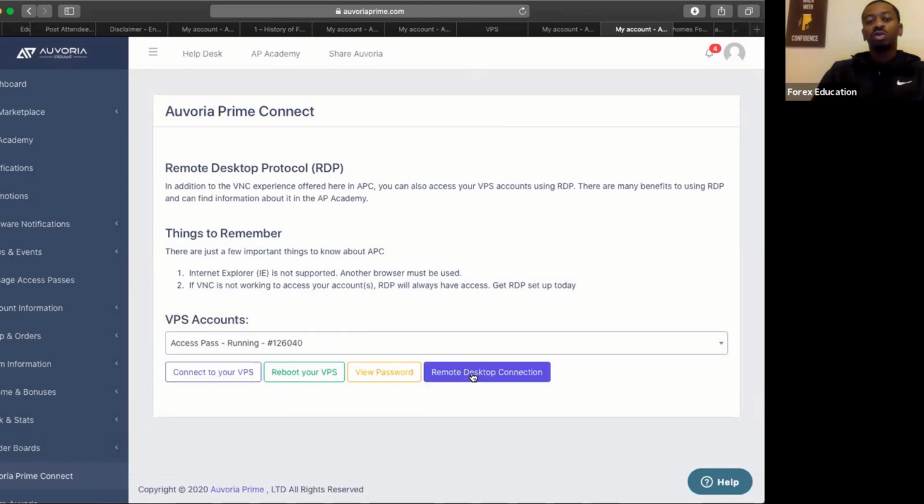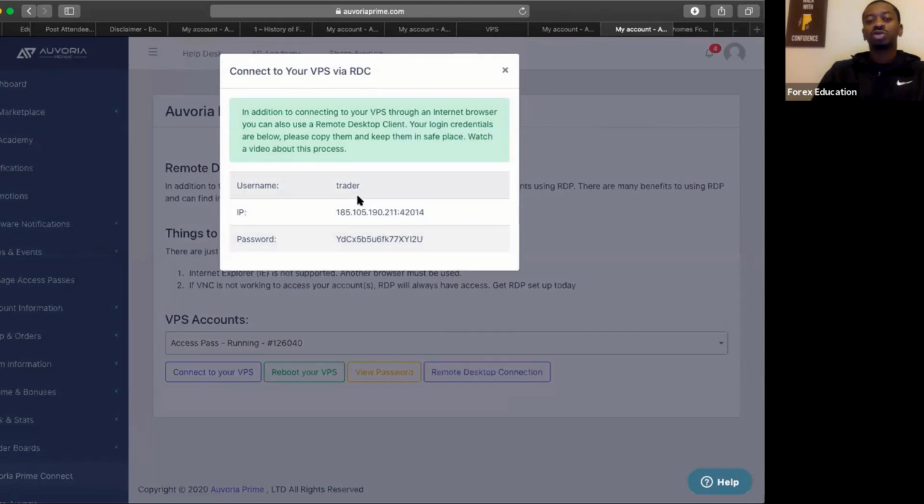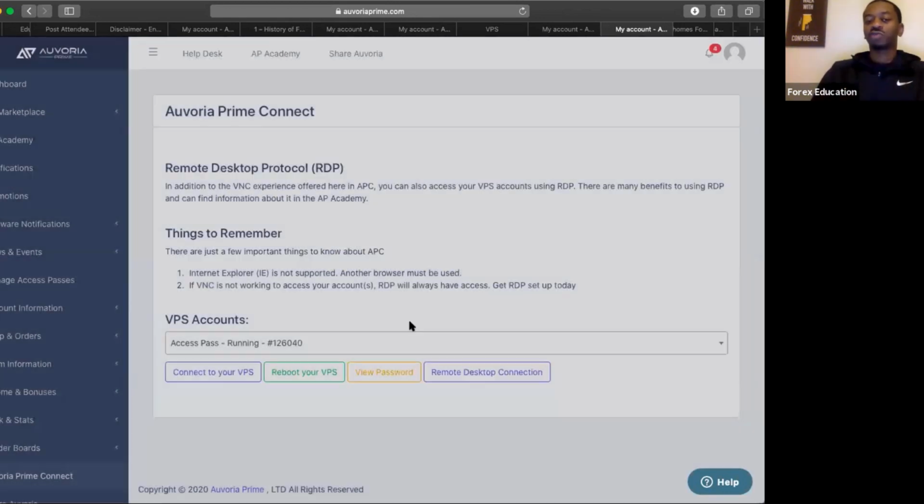All right. Remote desktop connection, you get your username, your IP address, and your password here. You'll need all this information, so copy it down to log into your remote desktop. The remote desktop is the most secure. It doesn't lag as much. You just have a better user experience with your remote desktop than you will going through the back office. So it's recommended to have access to your remote desktop. Make sure you get that information.